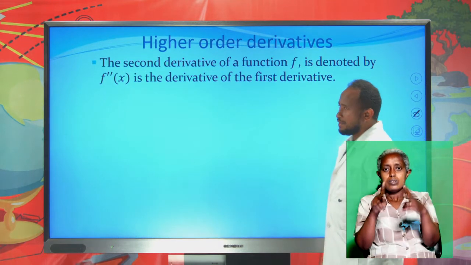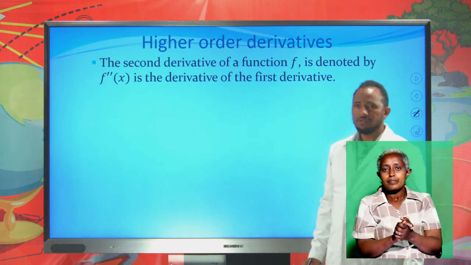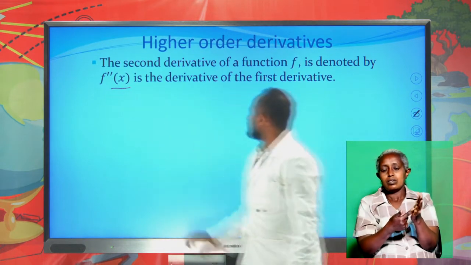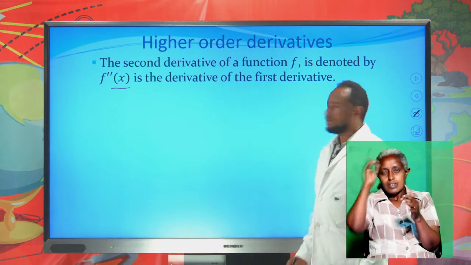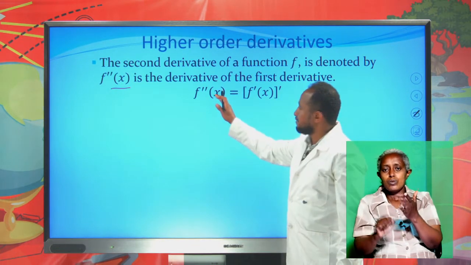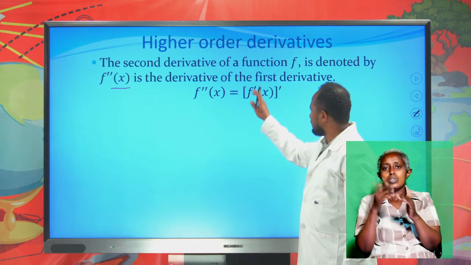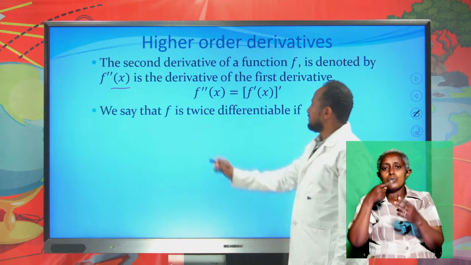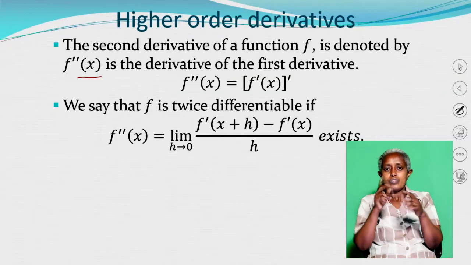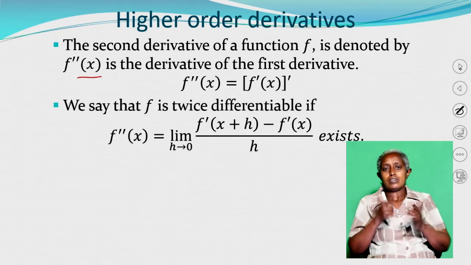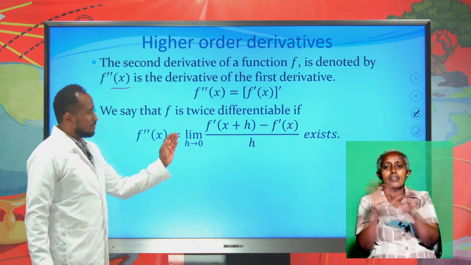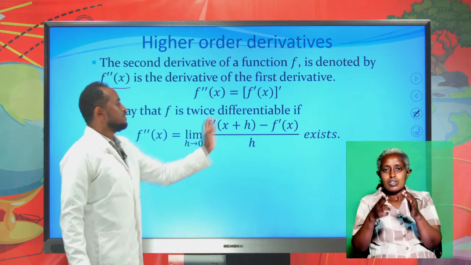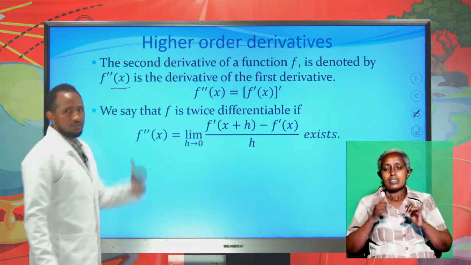Now let's see higher order derivatives. The second derivative of a function f is denoted by this, and it is the derivative of the first derivative. We say that f is twice differentiable if this limit exists: the second derivative of the function is equal to the limit of f prime of x plus h minus f prime of x, over h, as h goes to zero. If this limit exists, then the function is twice differentiable.